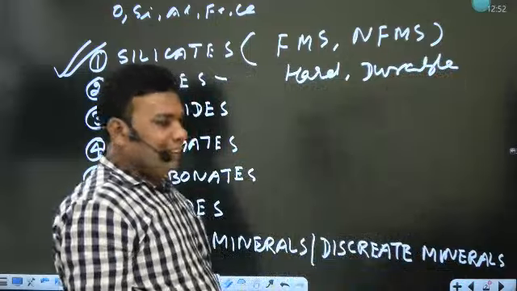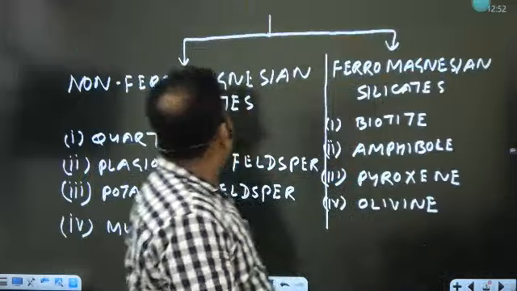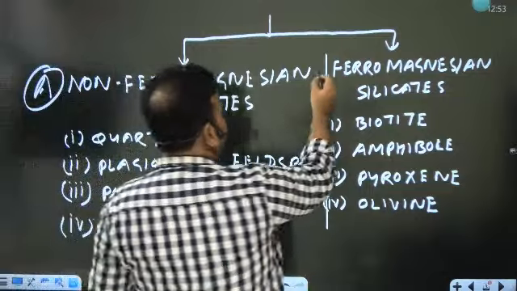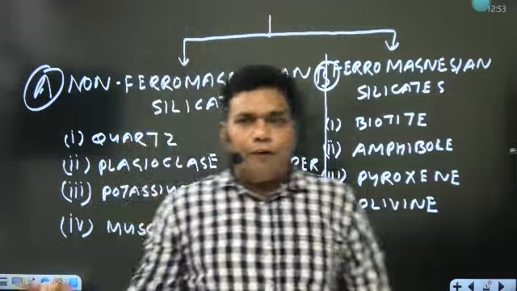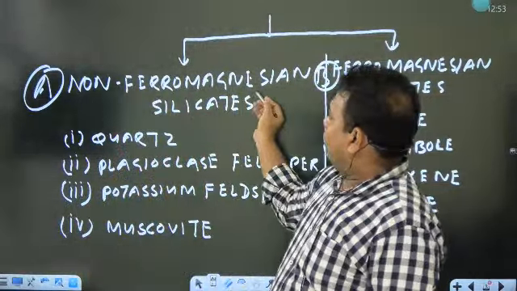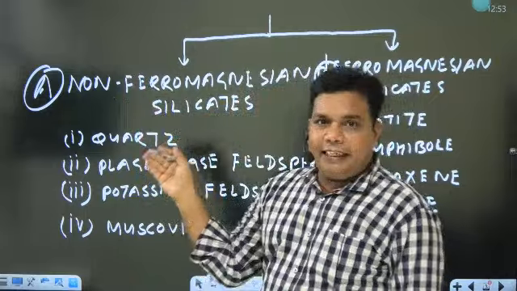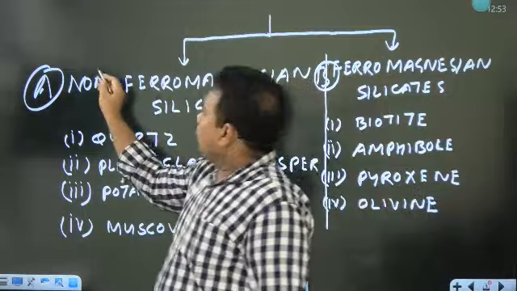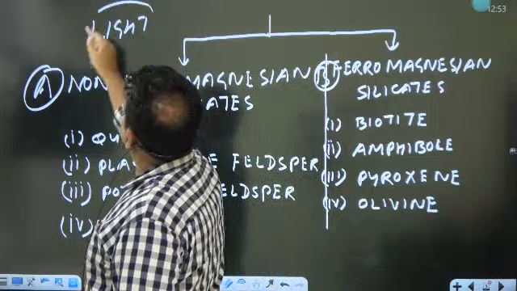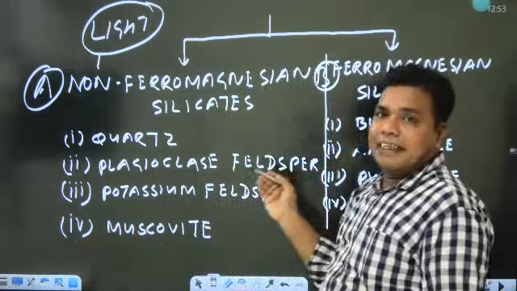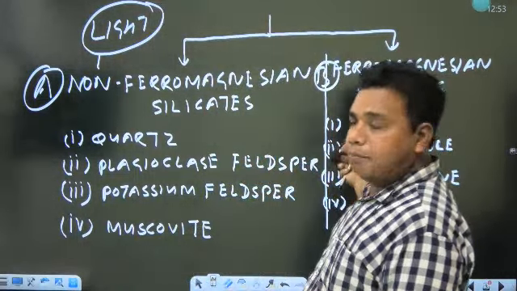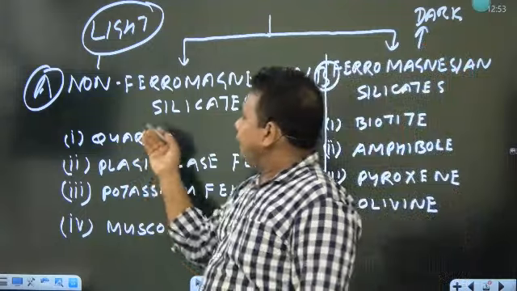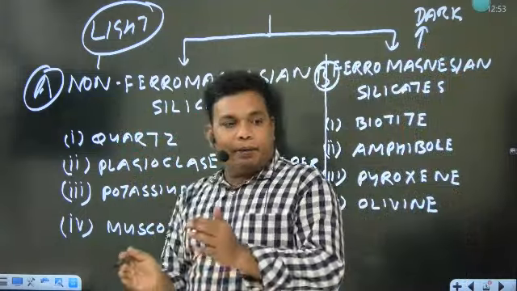Silicate minerals are further subdivided into two major groups. Number one is non-ferromagnesian silicates, and the second one is ferromagnesian silicates. Non-ferromagnesian silicates, what does it mean? The non-ferromagnesian silicate group is mostly made up of feldspar and quartz, and they are mostly light in color. Whereas in ferromagnesian silicates, the ferrous element is most predominant, and they are dark and heavy in nature. The non-ferrous silicates are primarily light in nature.